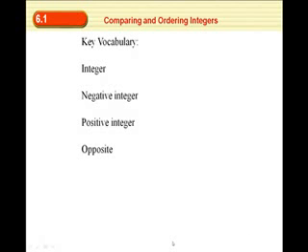Alright, this is 7th grade, chapter 6, page 269. So make sure that you open up your books to that page. Follow along with me, please. Page 269. This chapter is about integers. So comparing and ordering integers is what we're going to do first.